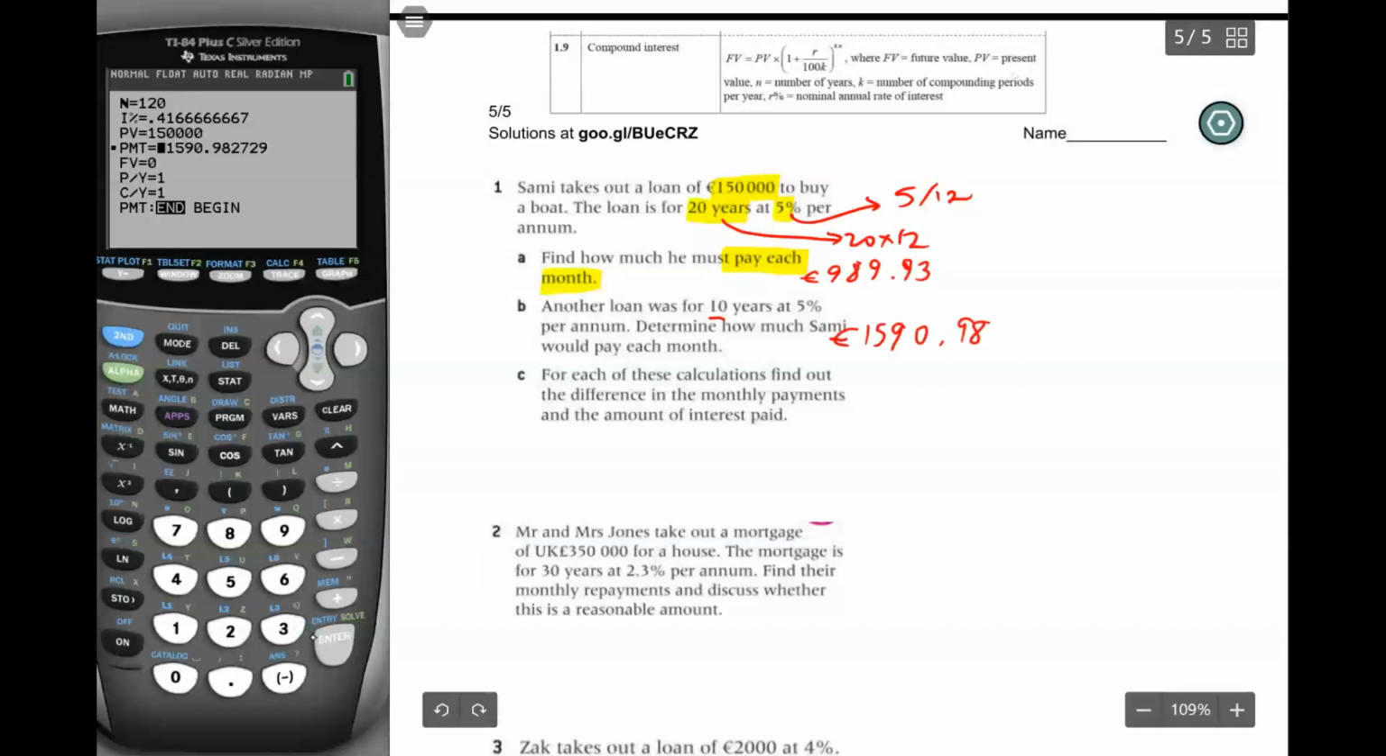For each of these calculations, find out the difference in monthly payments and the amount of interest paid. Okay, well, the difference in monthly payments is 1,590.98 minus 989.93, which is 601.05. So the difference in the monthly payments is 601.05. Obviously, the 10-year loan is going to be a lot more expensive per month than the 20-year loan because you're paying it off in less time. And the amount of interest paid.